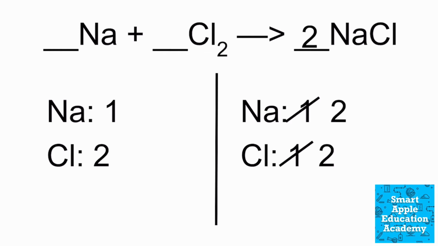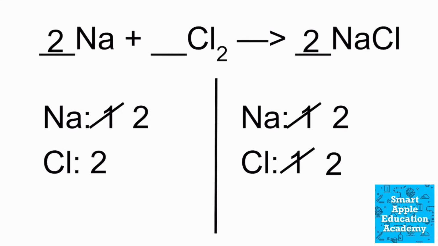So that 2 affects both the Na and the Cl, so now we have 2 sodiums on the right side and 2 chlorines on the right side. If you take a look at the screen, you can see that we have 1 sodium on the left side and 2 sodiums on the right side. These numbers are not equivalent. However, for the chlorines, we have 2 chlorines on the left side and 2 chlorines on the right side, so these numbers are equivalent. Now we have to make the numbers for the sodiums equivalent.